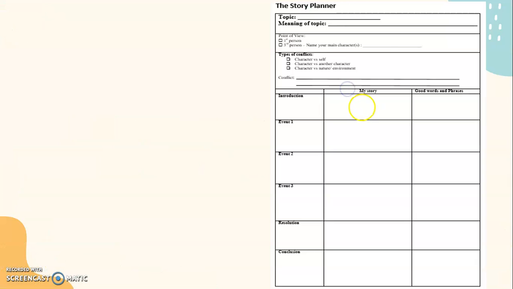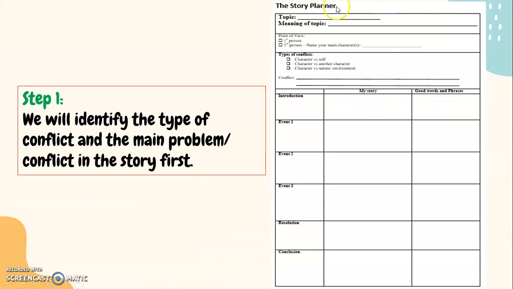Okay? Now we have a story planner that looks like this. What is step number 1? So I'm going to walk you through the whole step to fill this story planner. Step number 1, a lot of you would think, no, we should start on introduction. Let's write introduction first. Wrong. We should identify the type of conflict and the main problem first, because this is the main body of your story. If your burger does not have the meat patty, we don't talk about putting the bun first. Okay, so let us identify what is the main ingredient, which is the main conflict for this story.